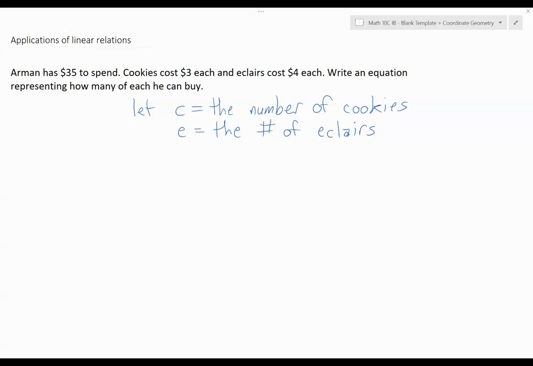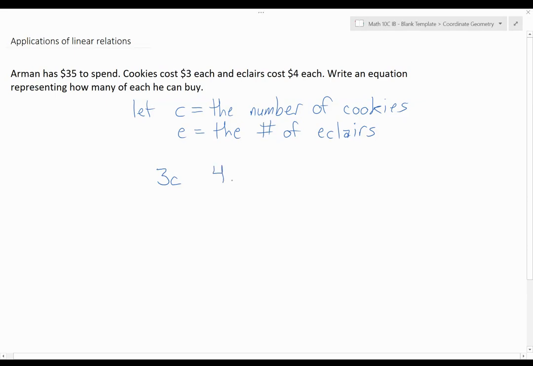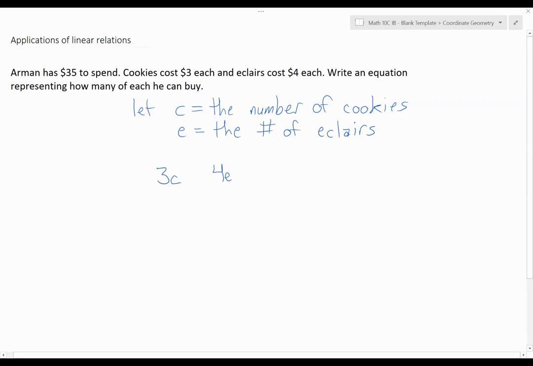So then the overall equation can be represented by, well, the cost of the cookies, $3 each, times the number of cookies that he buys is how much money he spends on cookies. If he bought 6 cookies, then 3 times 6 would be $18 spent on cookies. Eclairs can be represented by 4E. So 4E is representing total how much money he spends on eclairs, $4 each times the number of eclairs. So if he buys, say, 7 eclairs, 4 times 7 would be $28 spent on eclairs. Since his money is additive, whatever money he spends on cookies plus whatever money he spends on eclairs, now I'm going to write this as an equation, equals 35.